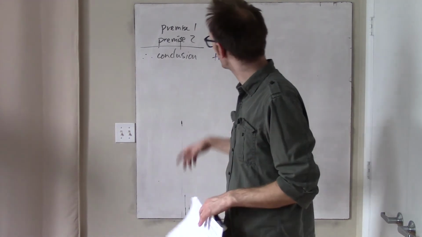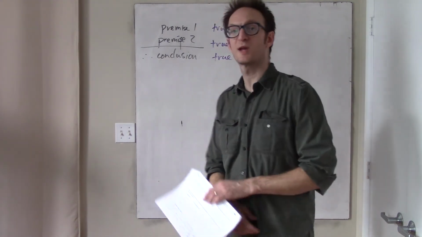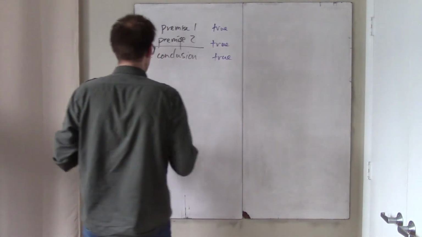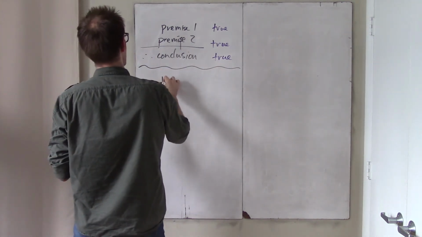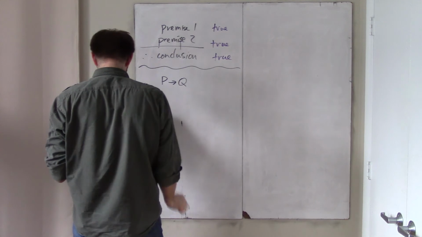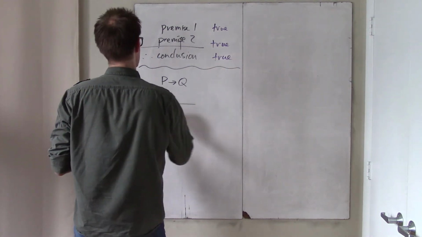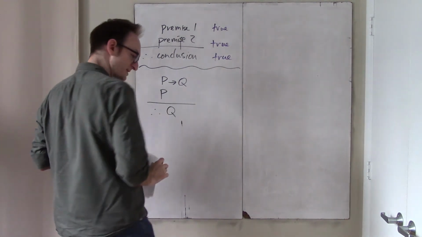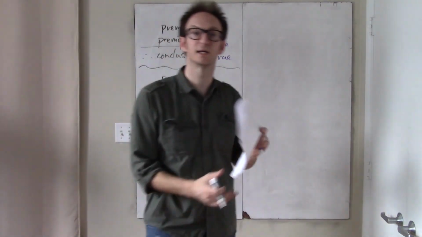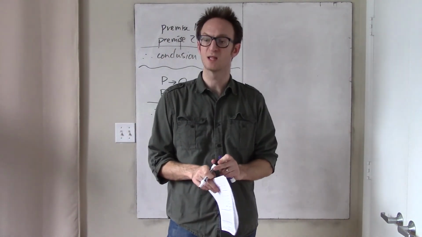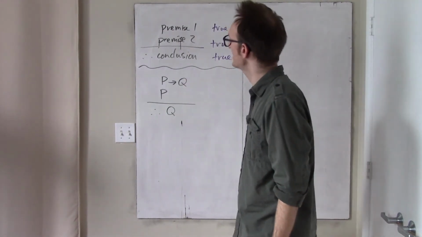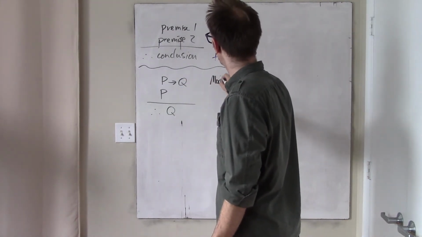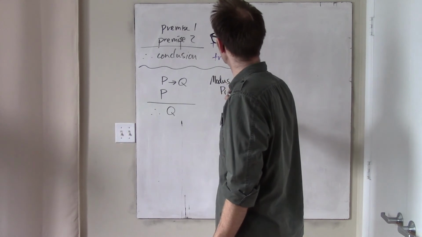Let's just jump in. I think we just do a couple of examples. So here's an example. P arrow Q, P therefore Q. This is maybe the most famous kind of logical argument. It's very simple, boring, obvious, you might say. It has a name. Everyone calls it modus ponens.